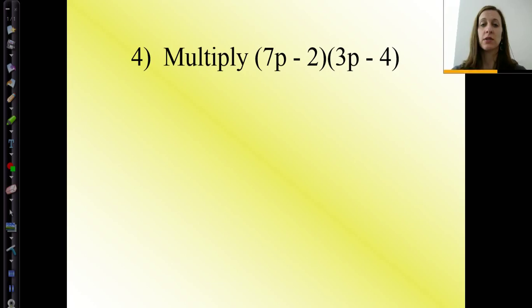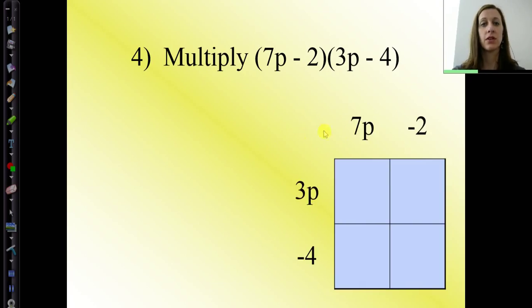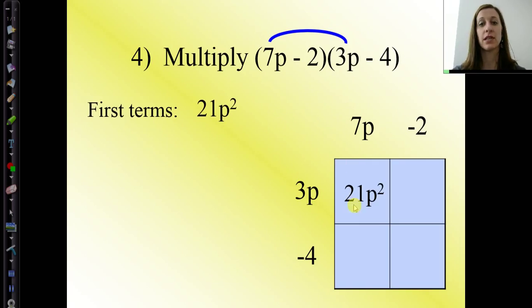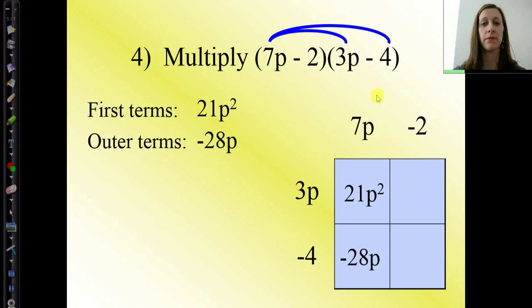So let's practice multiplying two binomials one more time. You can either use the box method, you can use FOIL, or the distributive property. So we're going to multiply our first terms, and that's going to give us 21p squared. We will multiply the outer terms, or with the distributive property, I've distributed the 7p to the 3p and to the negative 4p, and we get negative 28p. Now I'm going to distribute the negative 2, or I'm going to do the inner terms and the outer terms for FOIL, or I'm going to finish filling in the box.